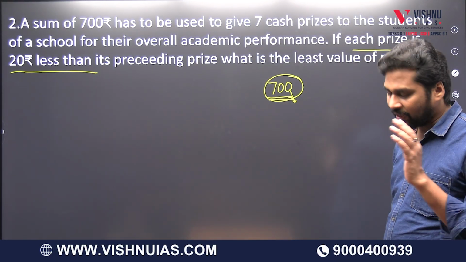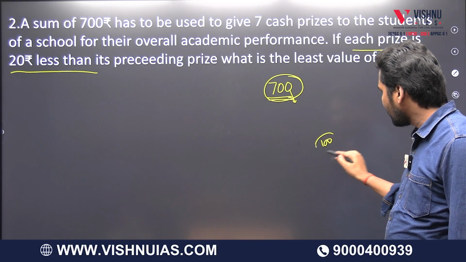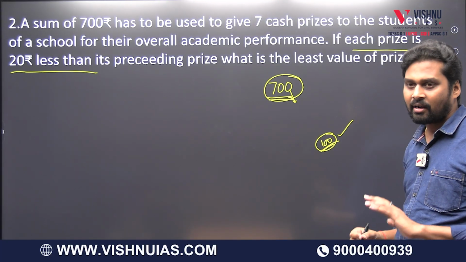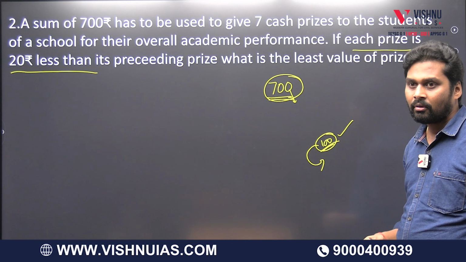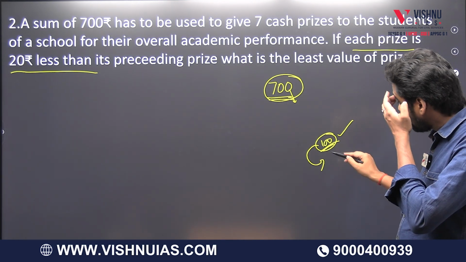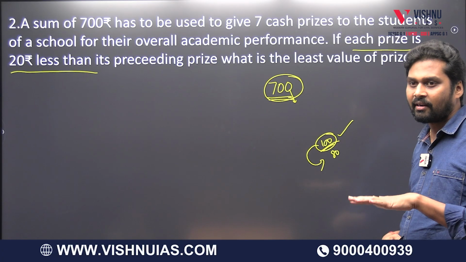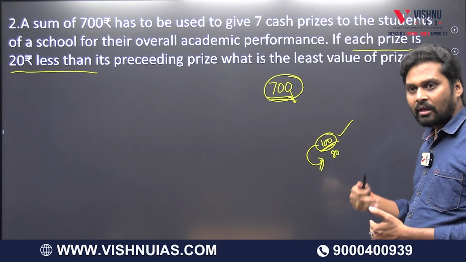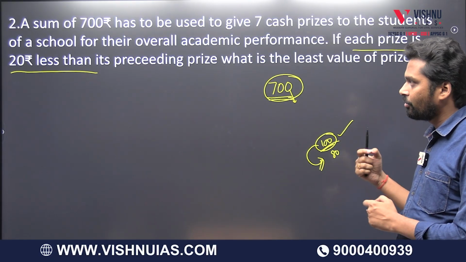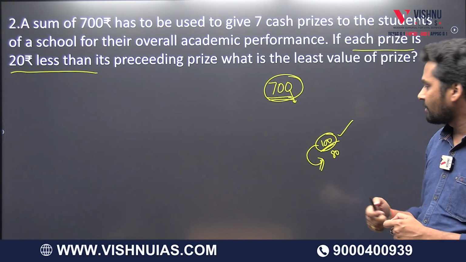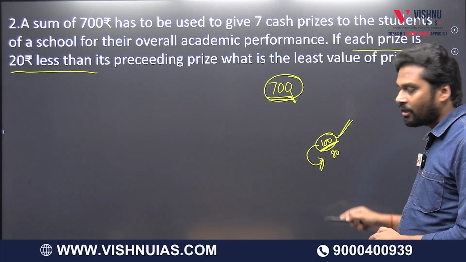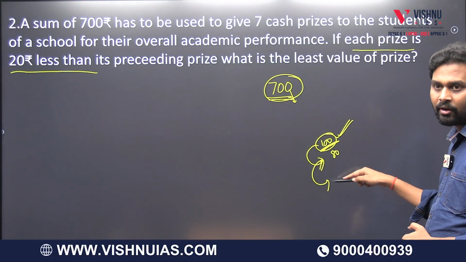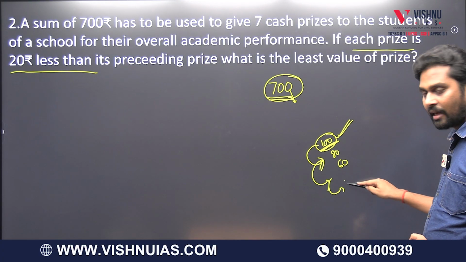So, for example, let's say that the first prize value is 100 rupees. Then what is the next prize value? 20 rupees less means 80. Because each prize should be 20 rupees less than its preceding prize. If the first one is 100 rupees, the next is 80 rupees, the next, 20 rupees less, is 60. Next prize is 40. Likewise, we have to take that.